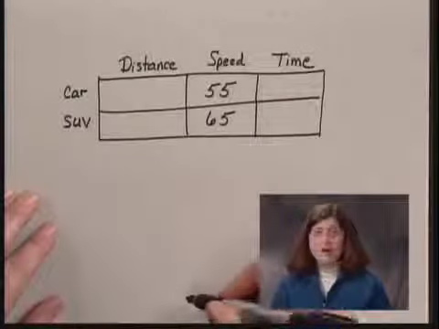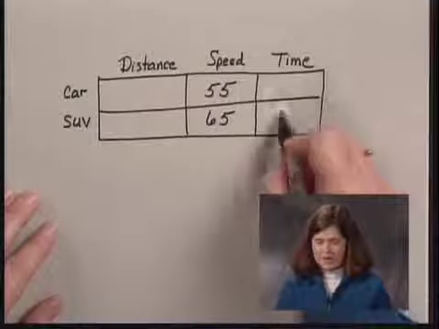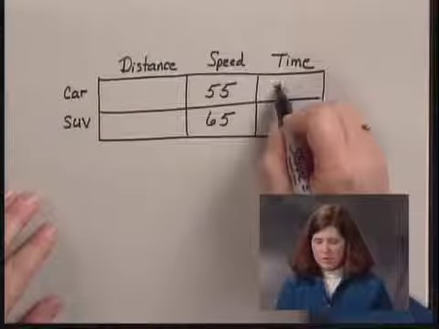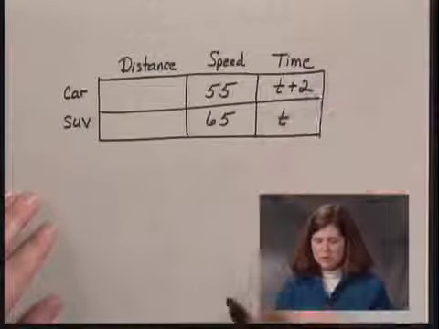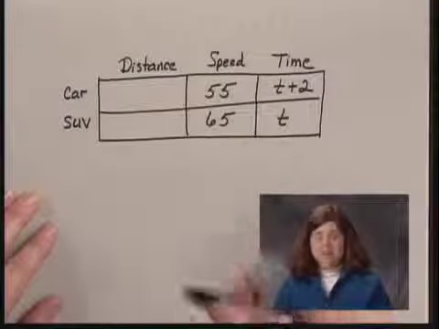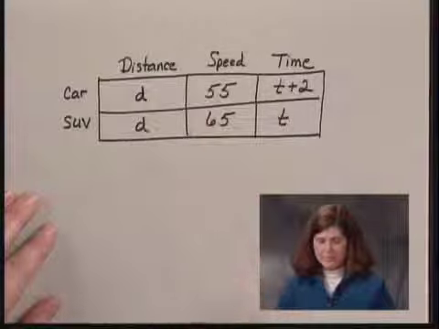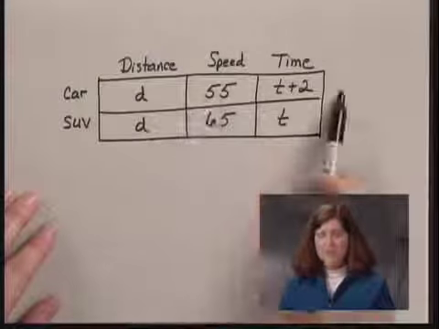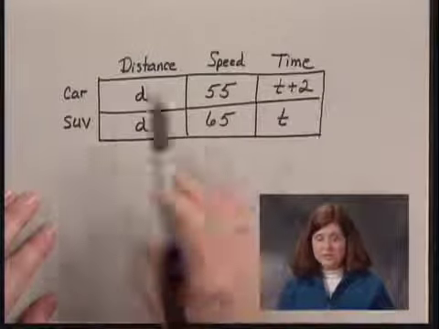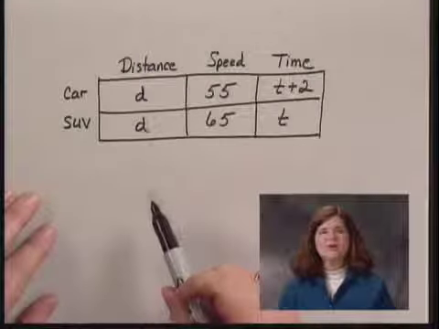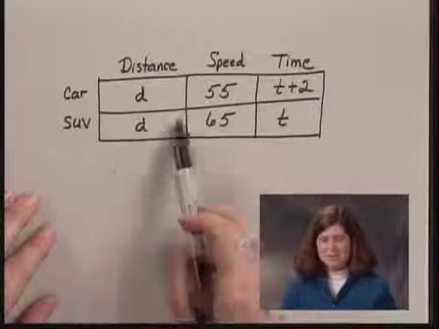We know that the time of the SUV, we said we were going to let that be t, and the car's time we were going to let be t plus 2. The distances are the same. We'll call them both d. Now from this first row of the table we can get an equation since distance equals the speed times the time. And we can get a second equation from the second row of the table since distance equals speed times time.